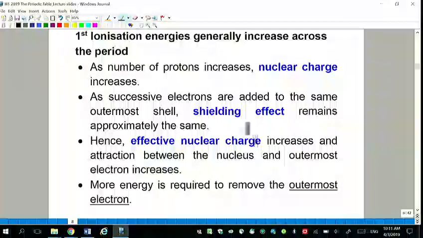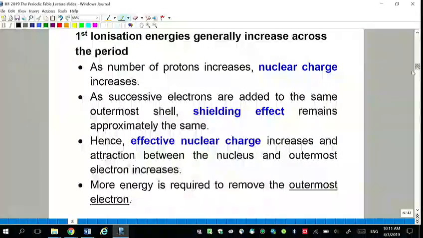When your effective nuclear charge increase, the attraction between the nucleus and the outermost electron, take note that I'm using the term outermost electron, not outermost shell. Because by definition, your first IE is to remove 1 mole of electron. So take note, I'm talking about attraction between the nucleus and outermost electron. Then you conclude with more energy is needed to remove the outermost electron. Okay, so you need to know this explanation by heart. Don't try to use your own words because you tend to miss out keywords. So please make sure you know how to give this explanation.